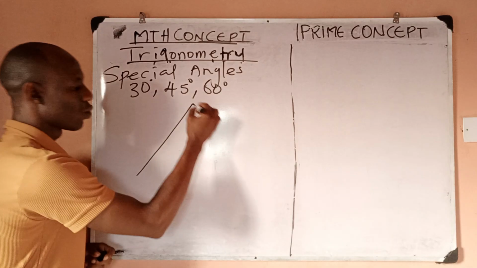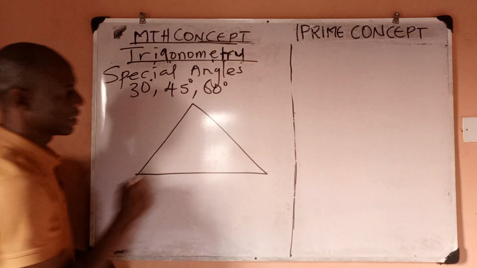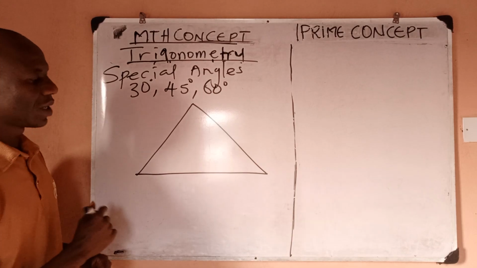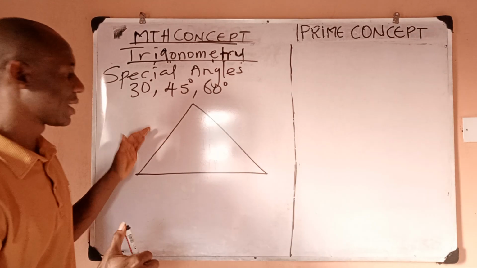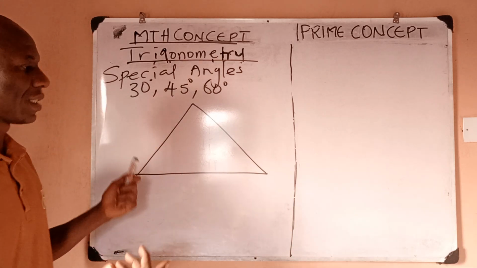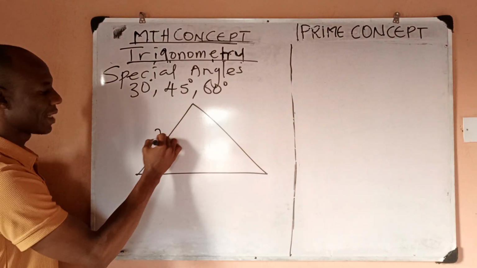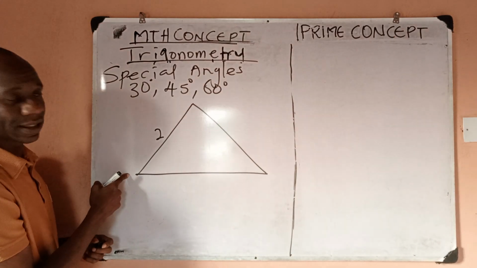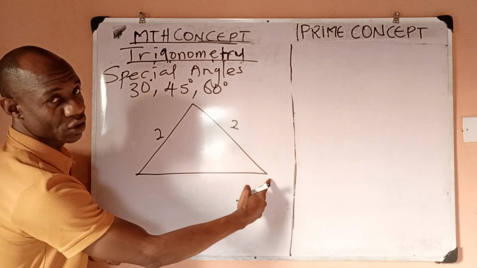we draw an equilateral triangle. So we're going to use this to get 30 and 60. We draw an equilateral triangle. So for an equilateral triangle, we know that the three sides are equal. So we're going to assign values to these three sides. Since the three sides are equal, it means if I assign the value 2 to this length, it means this length should also be what? 2. And this length should also be what?